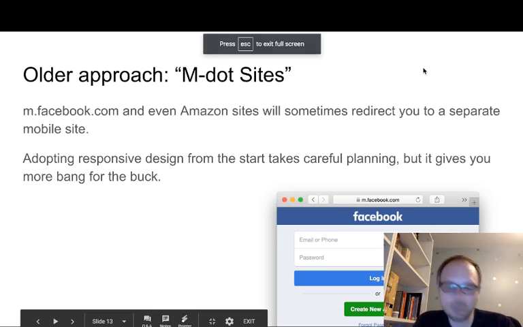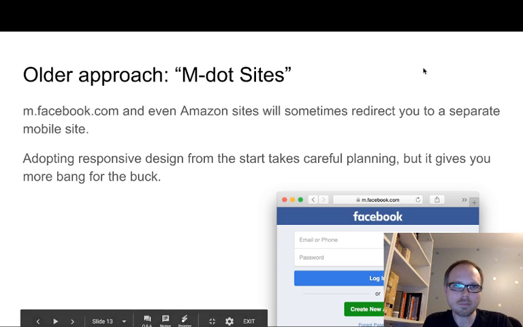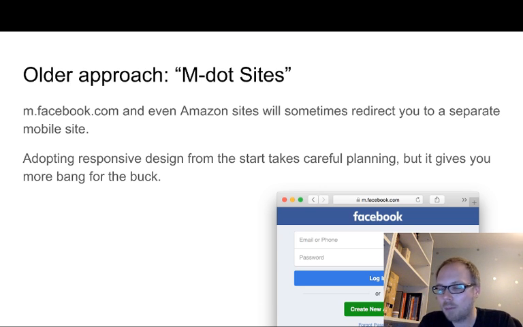When mobile phones first came out, there was a different approach. Rather than building responsively designed websites, because the technologies either weren't there or people hadn't figured out how to put them together, it was common practice to build a separate mobile optimized website. Our book calls them M-dot sites, and that's because if you visit Facebook on a phone, it redirects you from facebook.com to m.facebook.com, and that's their mobile optimized version. And I think Amazon even does it to this day.